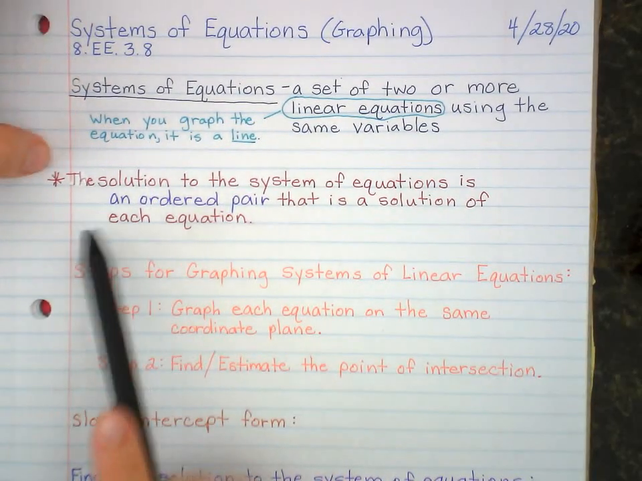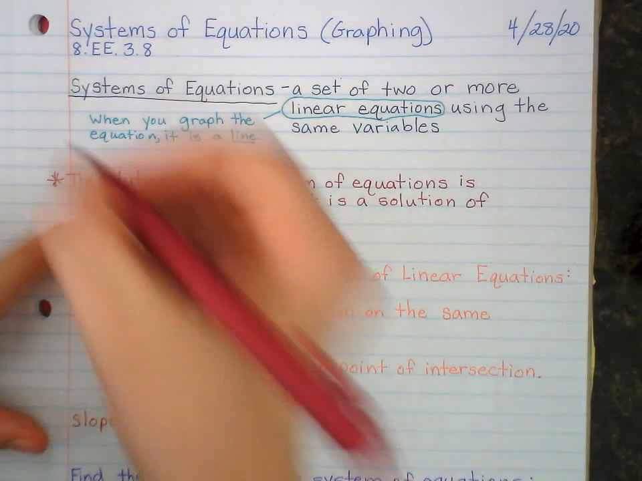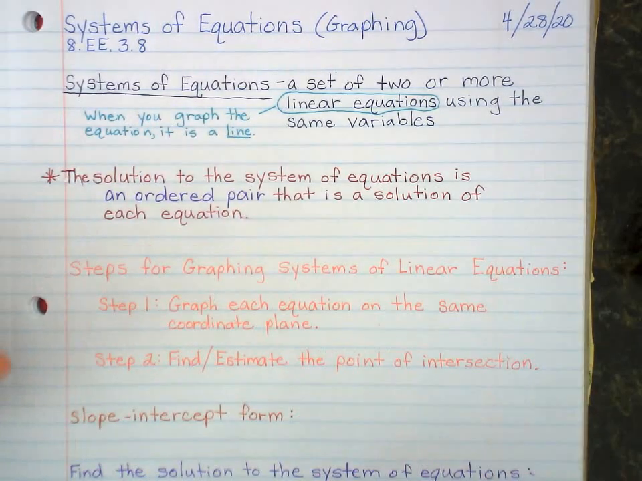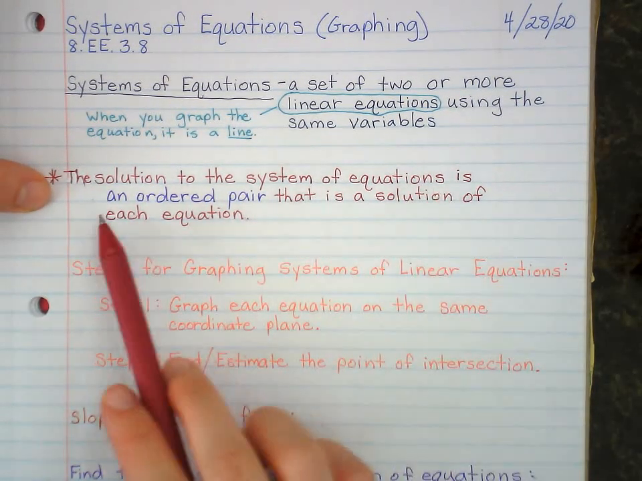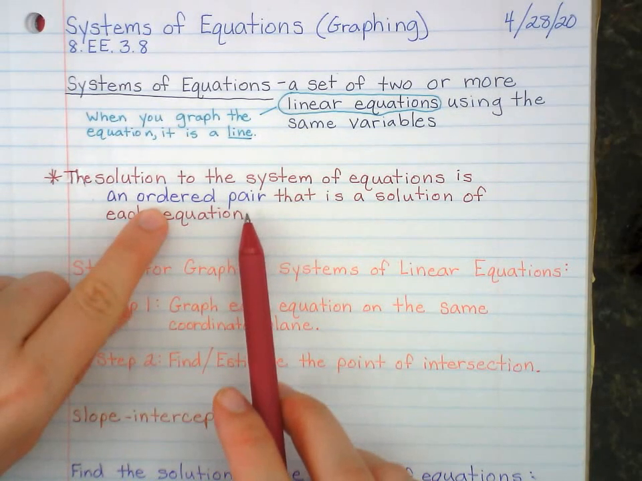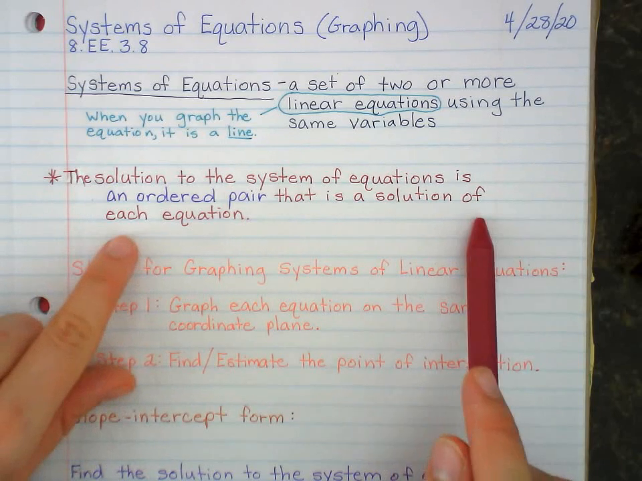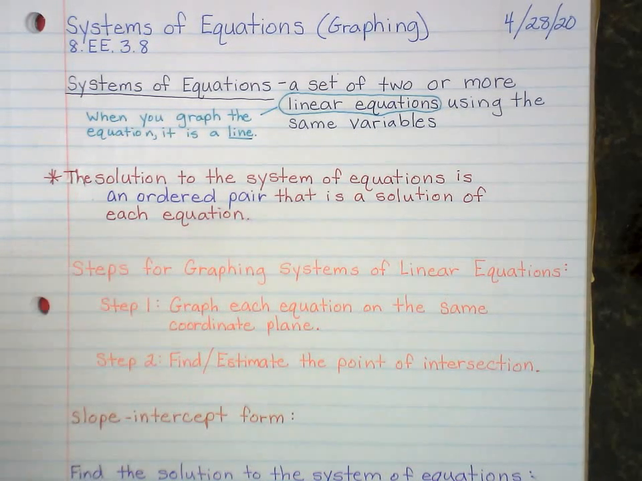Now this is crucial, and this is what we saw yesterday. So the whiteout made it change colors. Okay. The solution to the system of equations is an ordered pair. So the solution's an ordered pair that is a solution of each equation. So what does that mean?